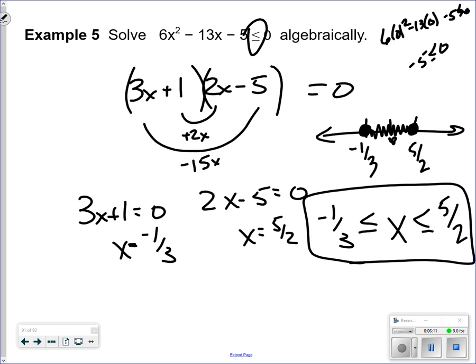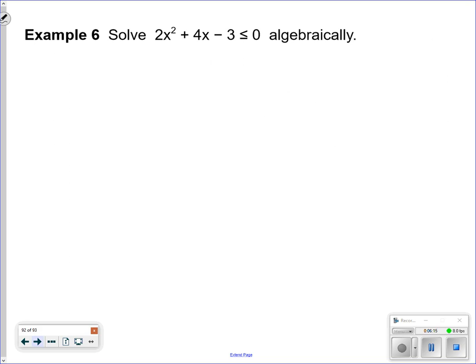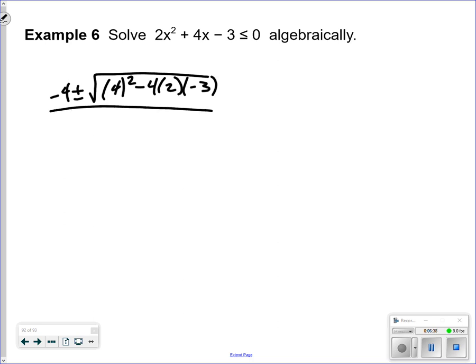All right, so next question. What if I told you this wasn't factorable? That adds a whole new twist to things, right? My methods on how I could actually solve this become a little more limited if I cannot factor. So I would go to the quadratic formula. That's my next go-to move. So negative b plus or minus the square root of b squared minus 4ac, all over 2a.